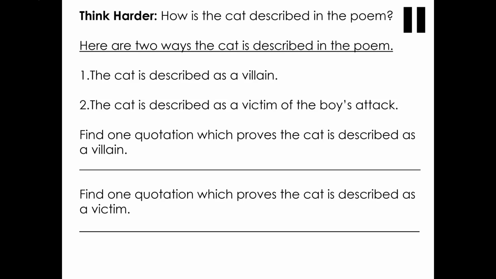Statement 2 then says that the cat is also described as a victim of the boy's attack. So this is like the cat being framed almost in the opposite way, that we're supposed to feel sorry for the cat and see it as vulnerable in some way, as a victim. So you need to now find a quotation which proves that the cat is being described as a victim. You want to look out for the really emotive kind of language that might make us feel sympathy for this animal. Pause the video and complete that task.